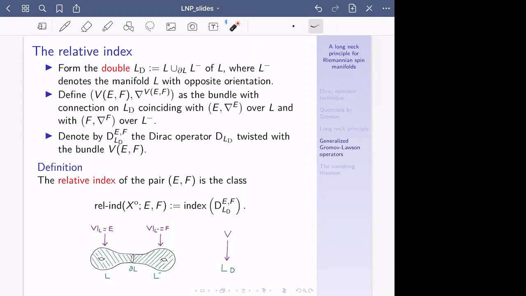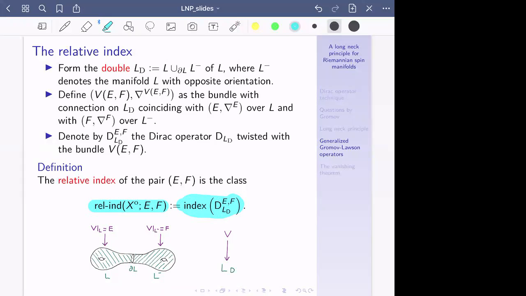And I denote by this symbol the Dirac operator twisted with the bundle V. And then the relative index of the pair E, F is defined as the index of the Dirac operator on the double twisted with this bundle V. And then it is possible to show that this does not depend on the choices that we made.